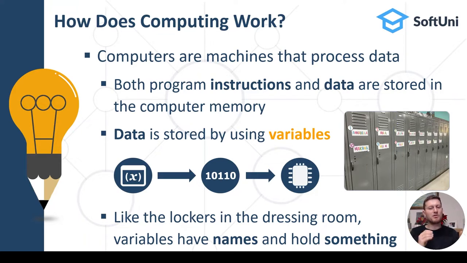So in computer memory, we may have a variable which holds some data and have some name, and accessing the variable by the name gives us the value stored in the variable, just like opening a locker with certain names gives the properties and belongings to someone who uses this locker. So variables have names and hold something, and they have location in the computer memory, and we can consider a computer memory just like a series of lockers which hold something.